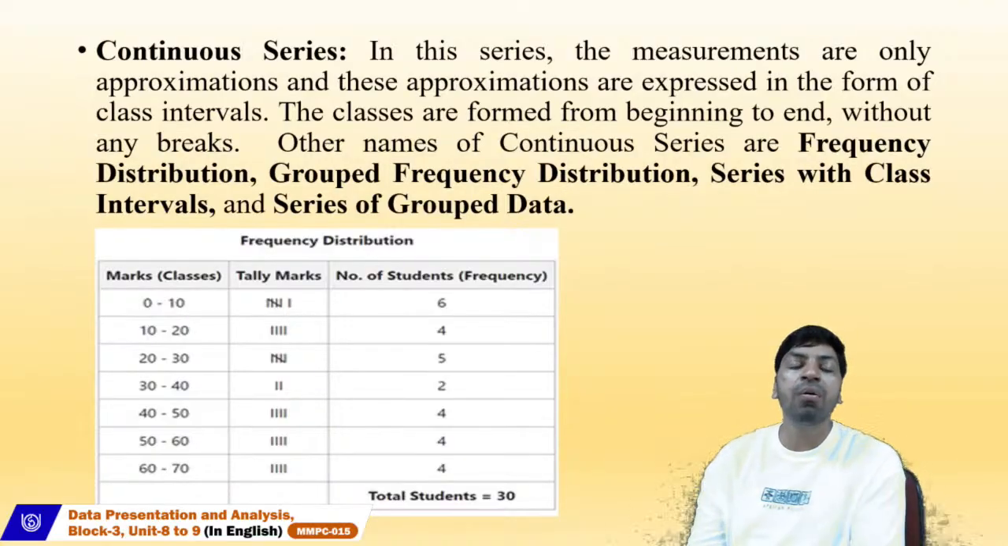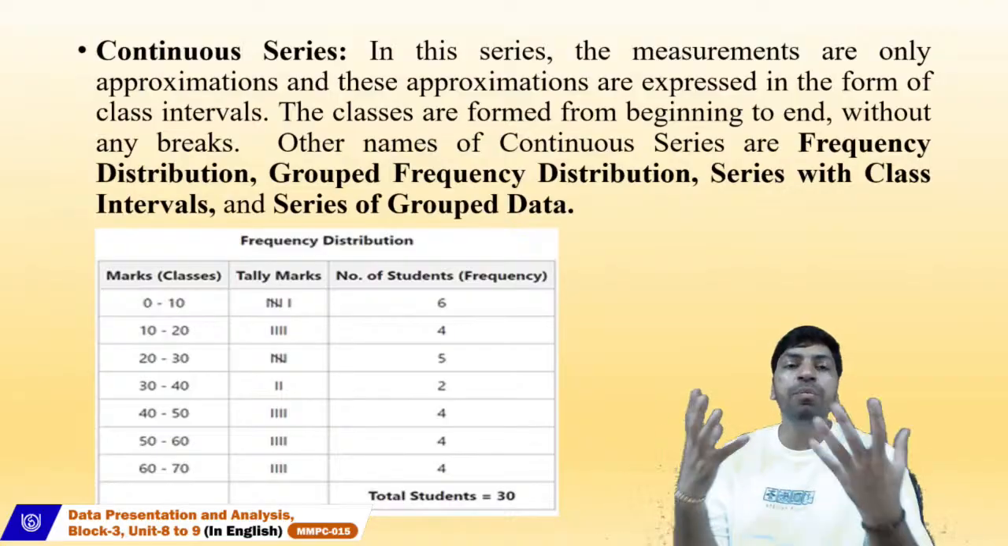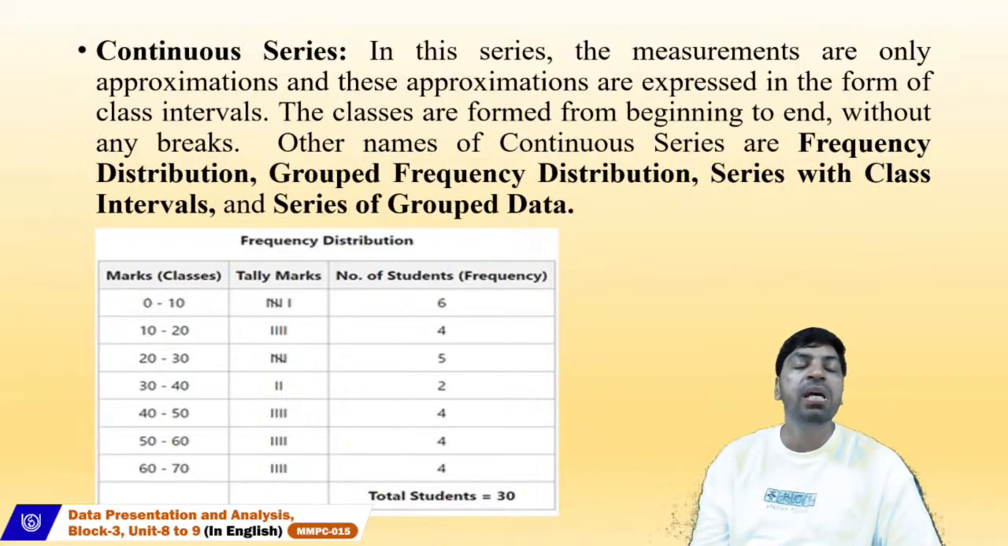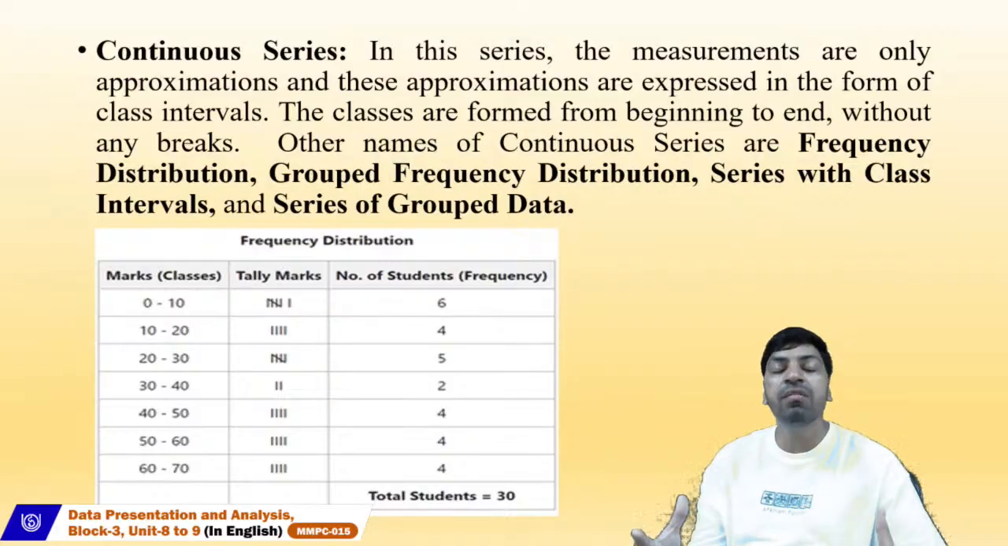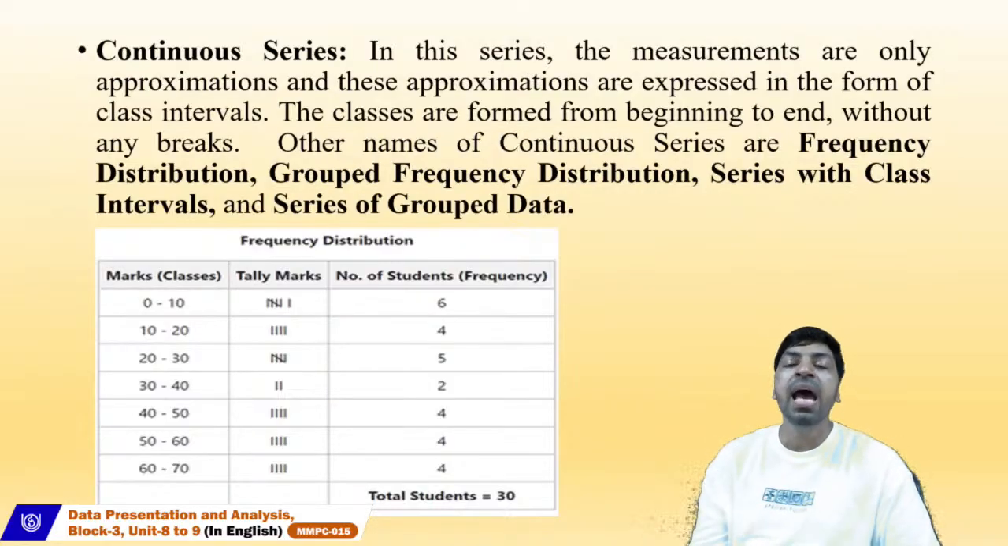So this is how the grouped frequency distribution has been shown, where the difference of the classes remains the same, that is 10. So the difference of the class is 10, and it should remain the same in the class intervals, and that is for one variable called marks.